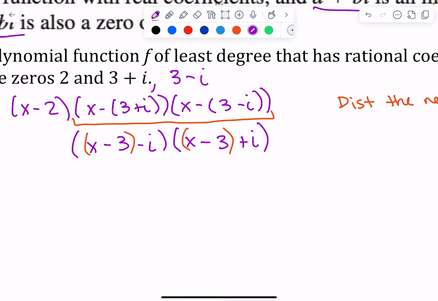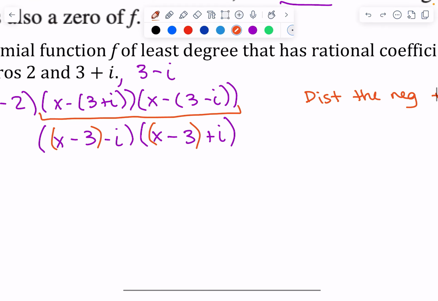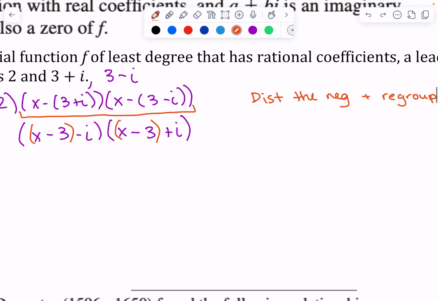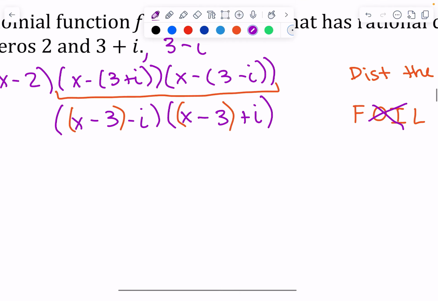The reason why I want to do this is because now, looking at these 2 parentheses, they're basically the same thing except opposite signs. So what I have is conjugates. And anytime I have conjugates, if you remember from previous lessons, I'm basically going to FOIL, but I don't need to do the outer and inner terms. I only have to do the first and the last terms. I'm going to treat my x minus 3's as my first terms and my i's as my last terms. So it makes this whole process so much easier. So here's what that looks like.